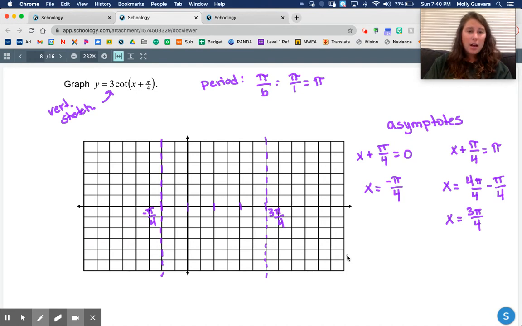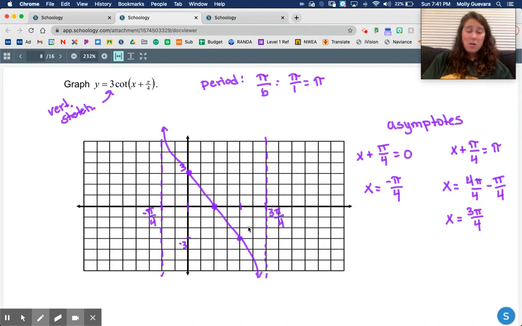So halfway between is 0, so here's 0. I do have a vertical stretch of 3, so here's 3, 1, 2, 3, negative 3, right? So a quarter of the way, it's going to go through here at 3, and then 3/4, it's going to go negative 3, and then this is just a graph that approaches my asymptotes like so.